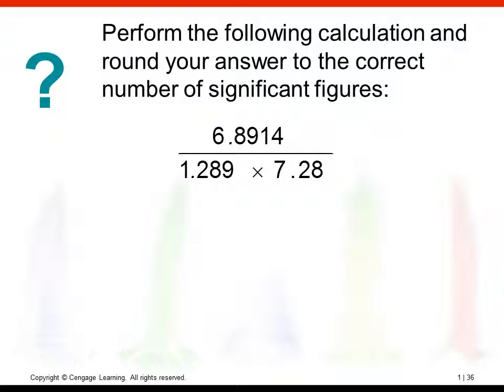In performing this calculation, you must assess how many significant digits are in each part of it. In the number 6.8914, there are 5 digits. In 1.289, there are 4 significant digits, and in 7.28, there are 3 significant digits. This means you must round your answer to 3 significant digits.